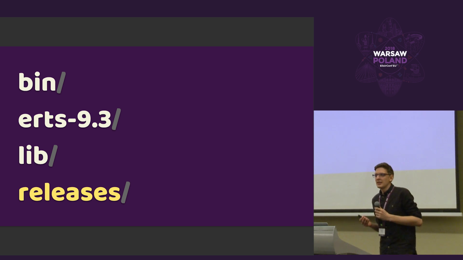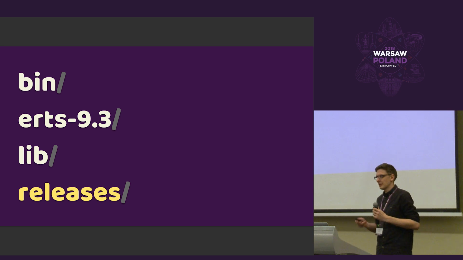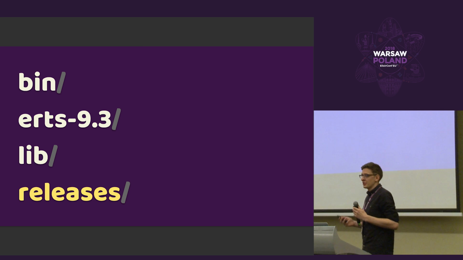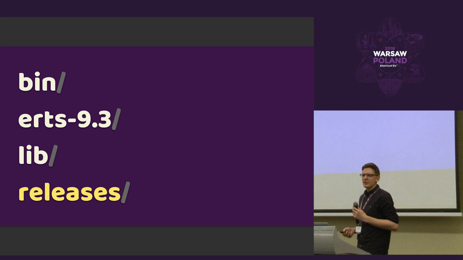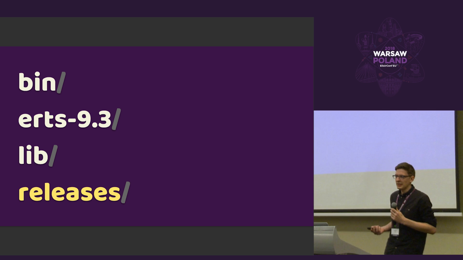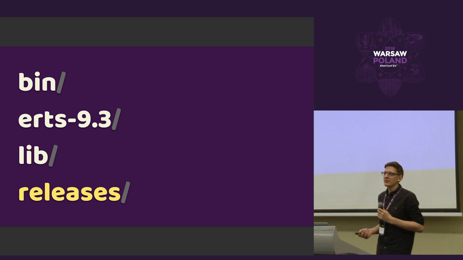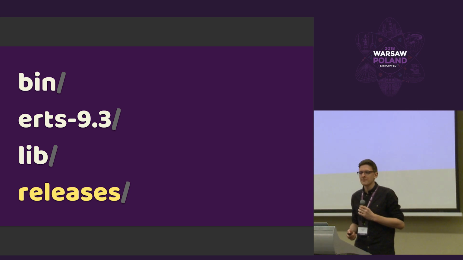Now bin, there's a convenient script in there which has just the name of your release, so it's like bin/my_release, and you can use that to easily start your release. You do bin/my_release foreground, for example. ERTS, that's basically the Erlang runtime system, the emulator. Nothing too interesting to see here, but you do want to make sure it is there. You can build releases without including the ERTS, but if you do want to use hard upgrades, you do want to make sure it's part of your release.